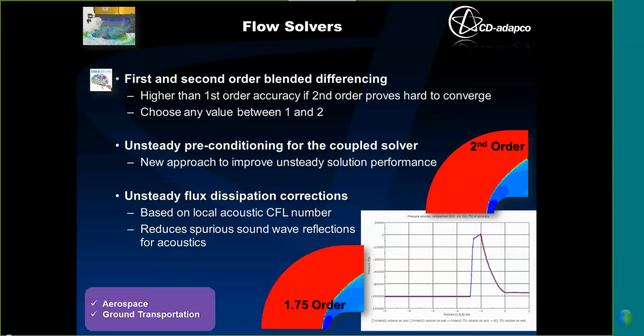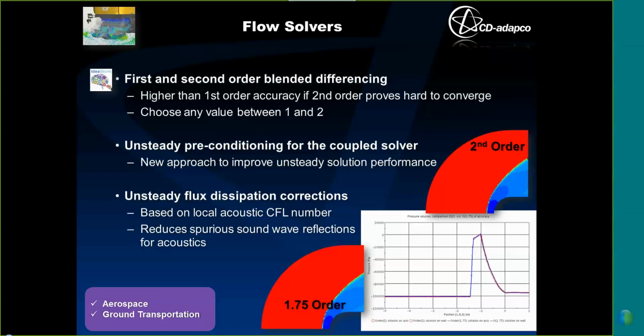We also now have unsteady preconditioning for the coupled solver. The preconditioning is used to allow the coupled solver to solve low-speed flows, as it's inherently a high-speed compressible solver. Generally, this is only available for steady-state simulations. This is now available for unsteady simulations and improves the unsteady solution performance. It improves the performance and the convergence per time step in this case.